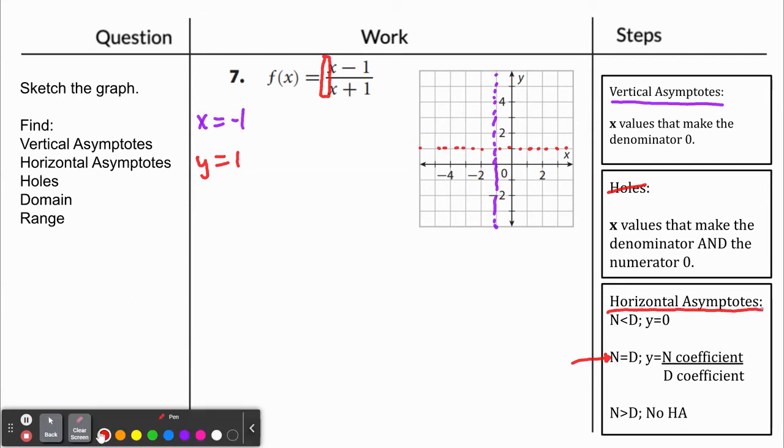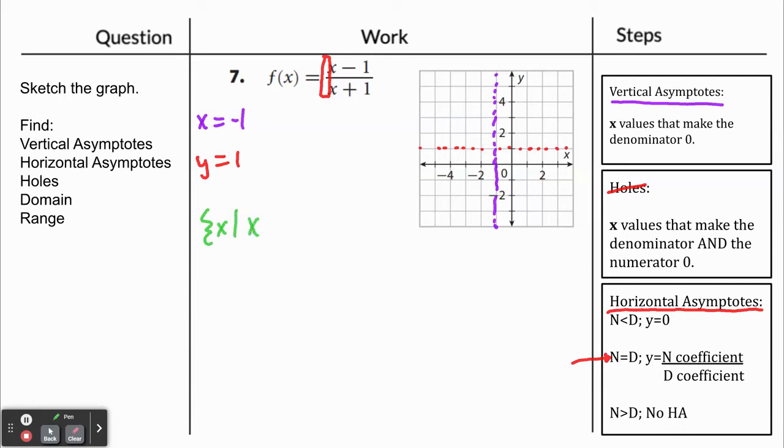Again, we have no holes, but domain and range here. Let's talk about the domain first. So obviously the domain can't be -1. What that means is I'm going to go ahead and use, let's say, set notation here. So x cannot be -1.